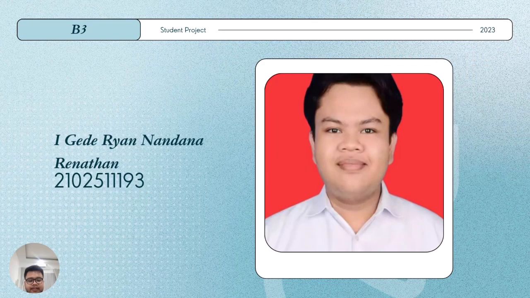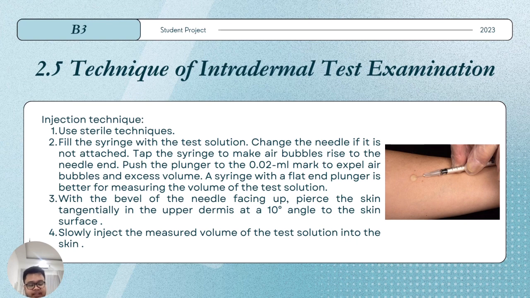Now I will explain about the technique of intradermal test examination. There are a few steps to do intradermal test examination.